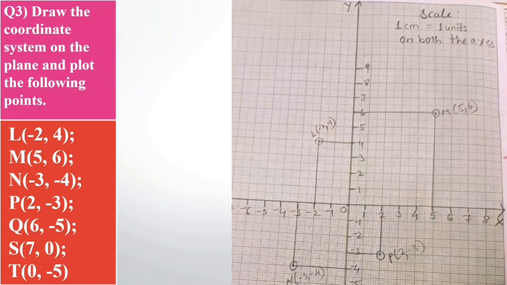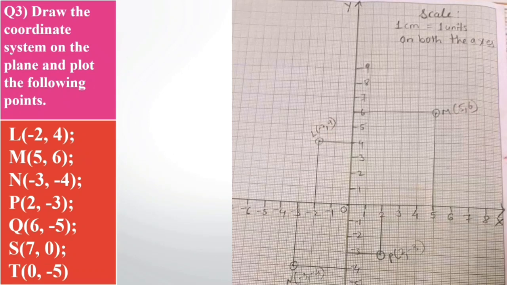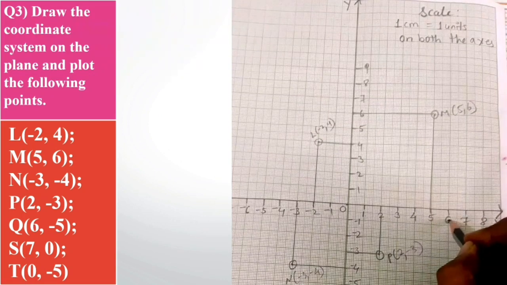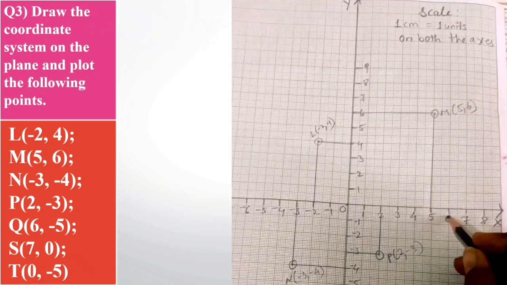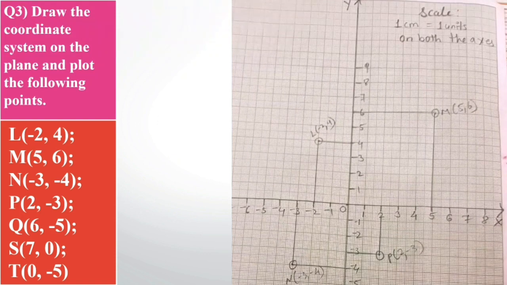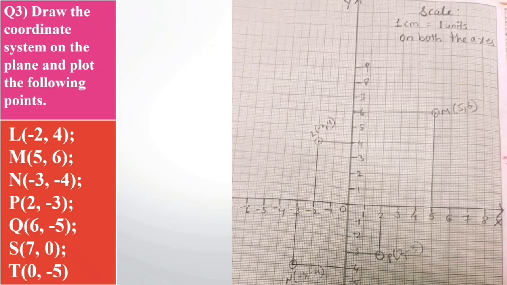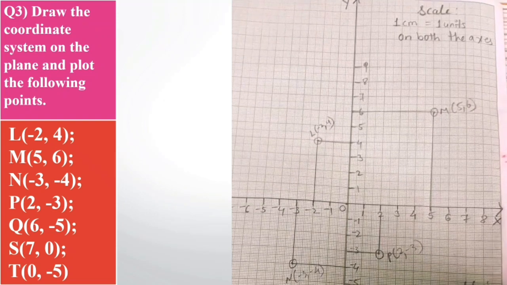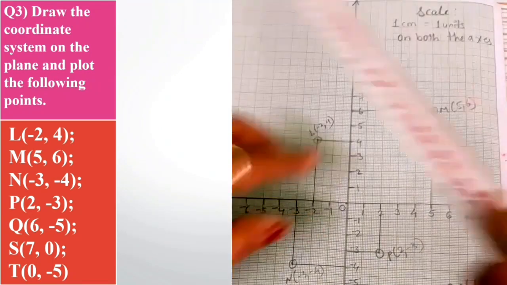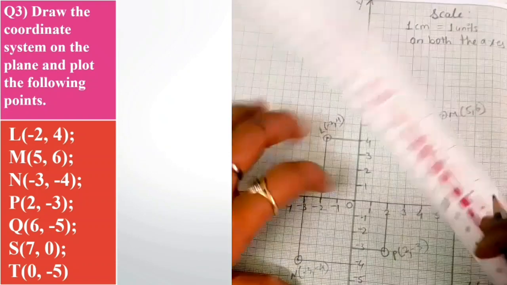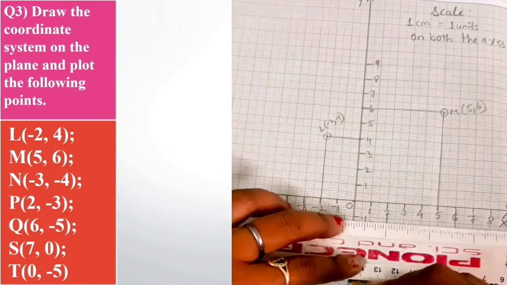After P, the next point is given Q, and the coordinates are 6 and minus 5. Positive 6 and negative 5. The x coordinate is positive 6, the y coordinate is minus 5. So these two intersect here. Give the name point Q, 6 and minus 5. Join this now.